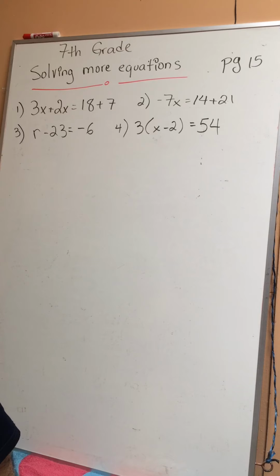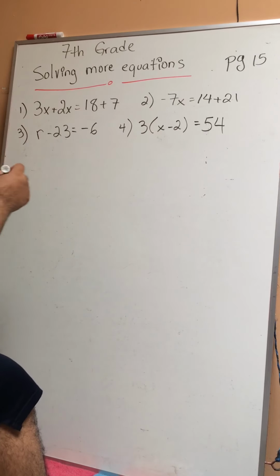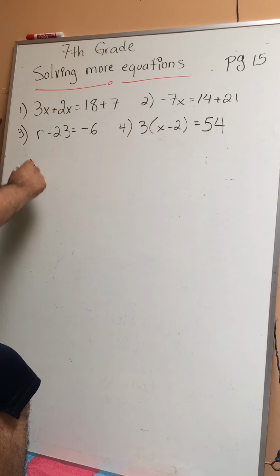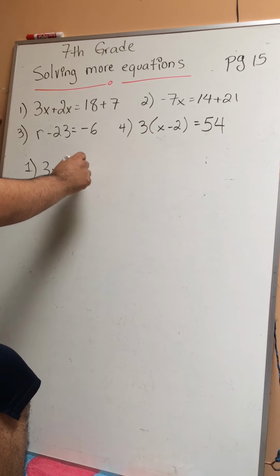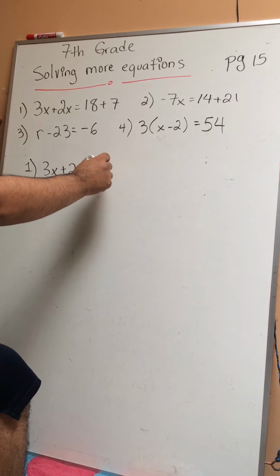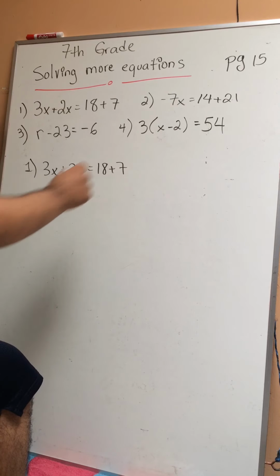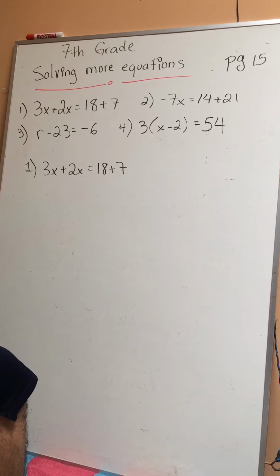Okay, so let's use the properties and the information we already know to keep solving more equations. Let's work on number 1: 3x plus 2x equals 18 plus 7. Since we already know that we can add or subtract numbers that have variables with other numbers that have variables, and numbers that have numbers.